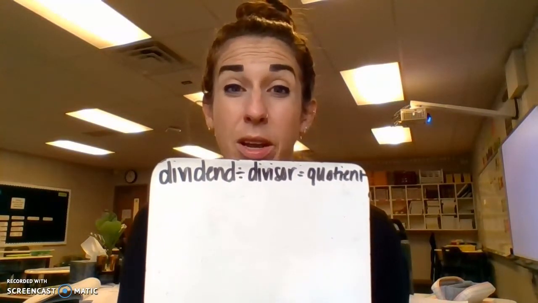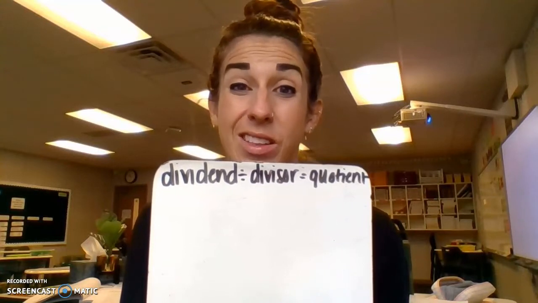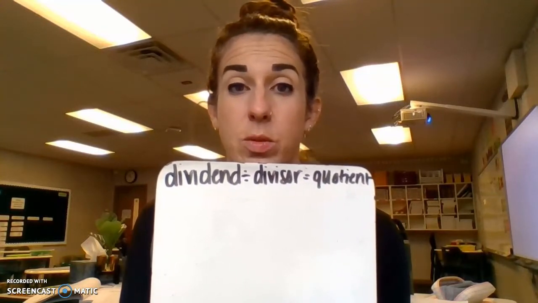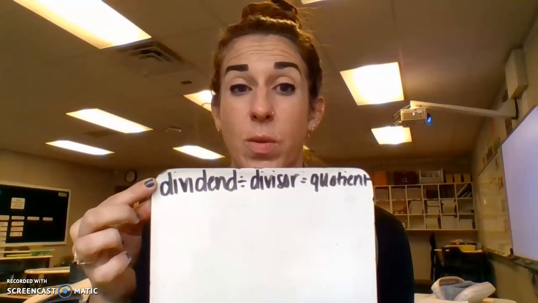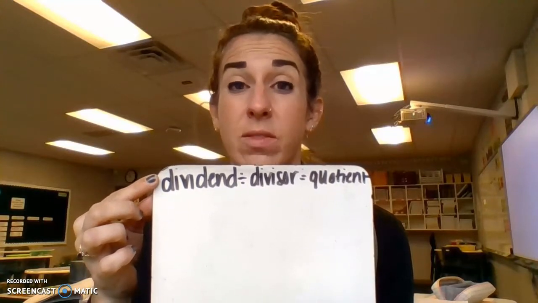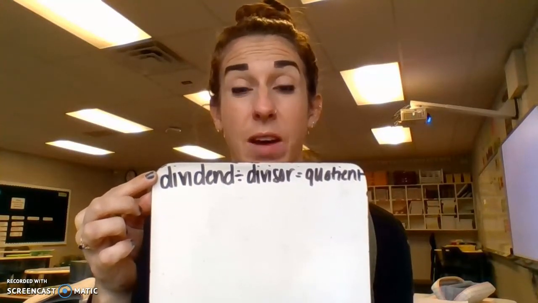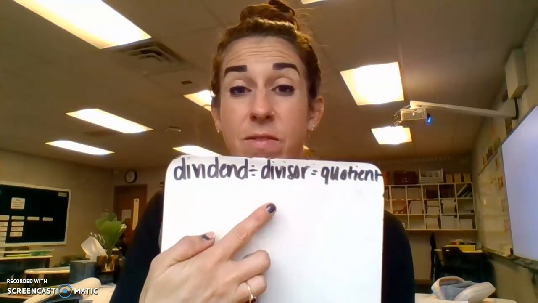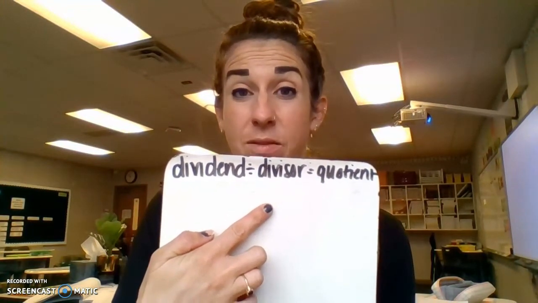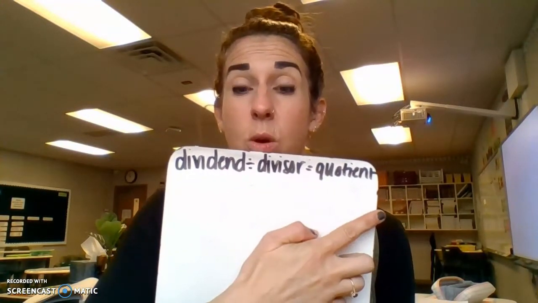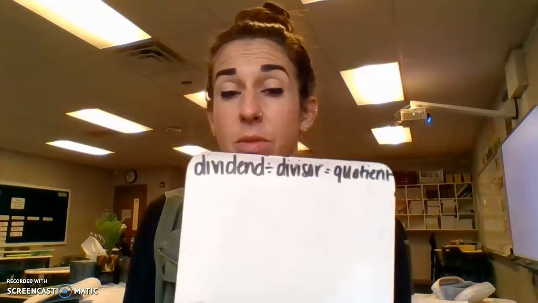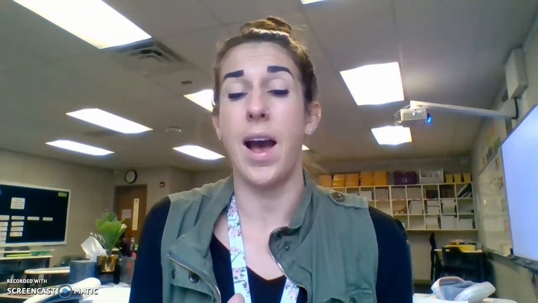Division vocabulary can be quite complex because a lot of the words are very similar to each other. So the first word we have is dividend. Remember, dividend is the large number that gets divided. We then have divisor, the number that it gets divided into, and then we have the quotient, which is our answer. So this partial quotients method and algorithm works no matter what kind of numbers you have.